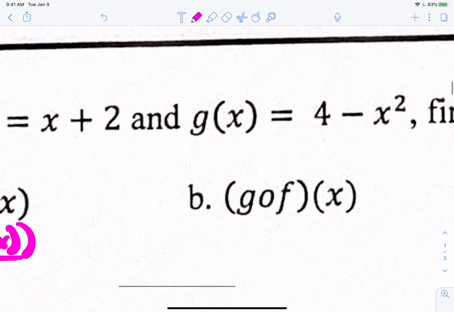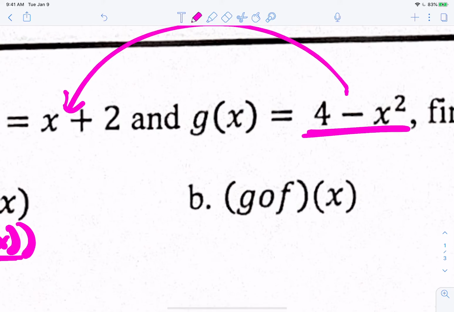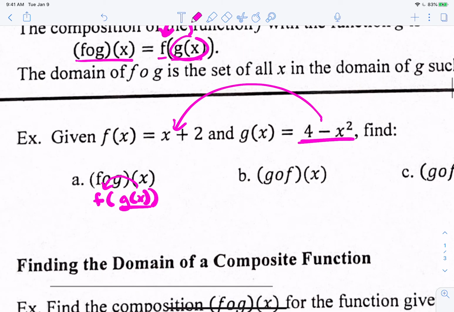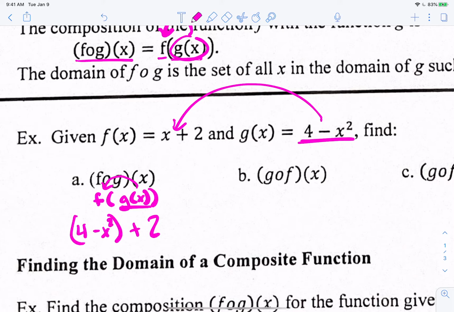So this is g. G is 4 minus x squared. And where do I plug it into the f? Into where the x is. So rather than it being x plus 2, now I put the 4 minus x squared in that spot. Does that make sense?